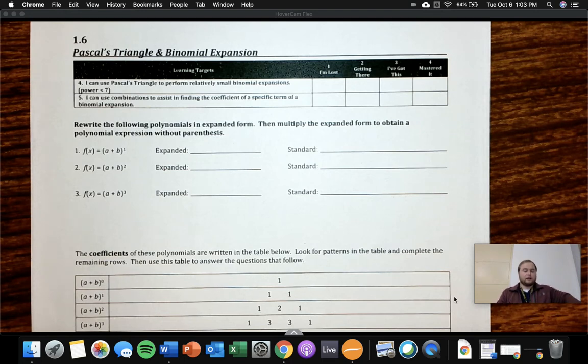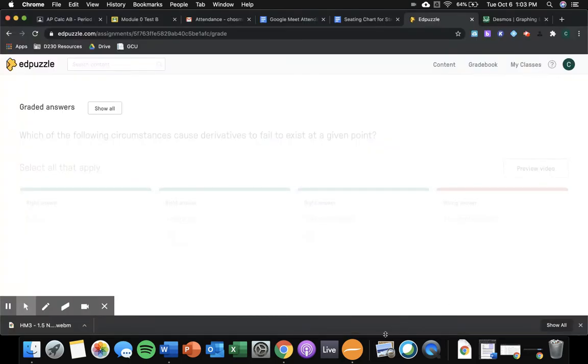Today we are going to be talking about Pascal's triangle and binomial expansion. So what is Pascal's triangle? It's pretty much just a shortcut that we can use to figure out binomial expansions a little bit faster. For example, if we had something like x plus 2 all raised to the 8th power, that can take a whole lot of time to FOIL out. But Pascal's triangle gives us a nice little shortcut that we can use to determine the coefficients and what the exponents are going to be and everything like that. So let's go ahead and get started.